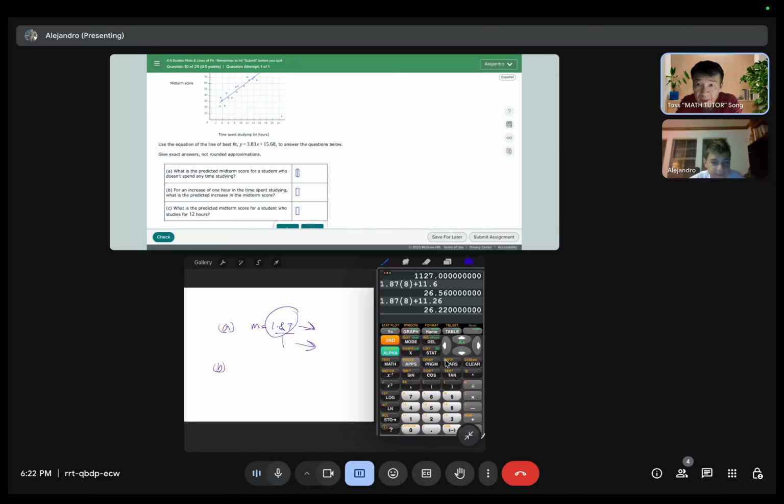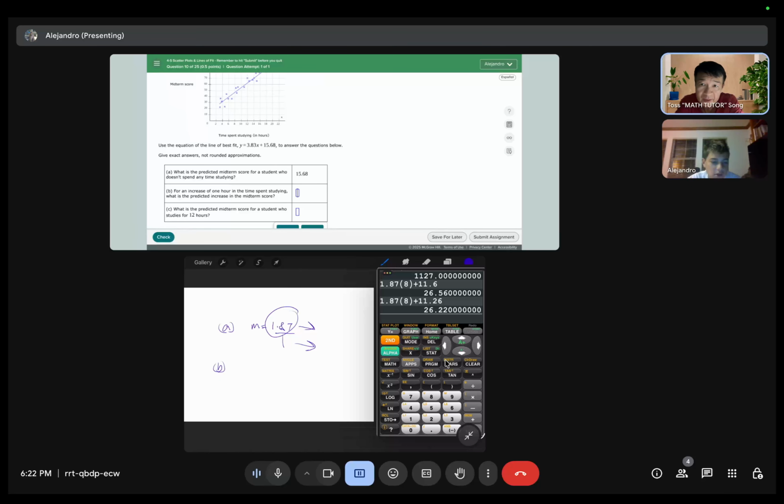But anyway, what is the predicted midterm score for a student who doesn't spend any time studying? So this time we go right to the equation. The equation is going to be the y. So that means if x is 0, you plug in x, your y will be left with 15.68. Is that okay? You see that? If you do the calculation, 3.83 times 0 is 0. Therefore, you're left with just 15.68. So that's A. Okay, B.